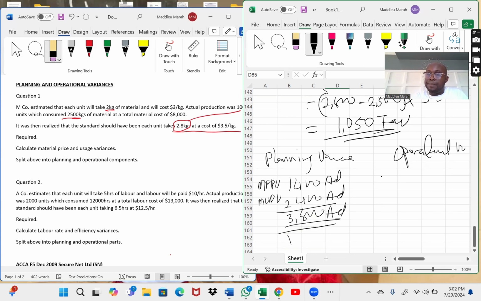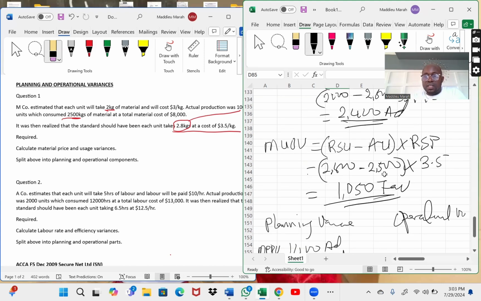We name this as planning error. Managers should not be held responsible for planning variances, the planning error. So we'll not blame managers. Now we move to the operational variances.